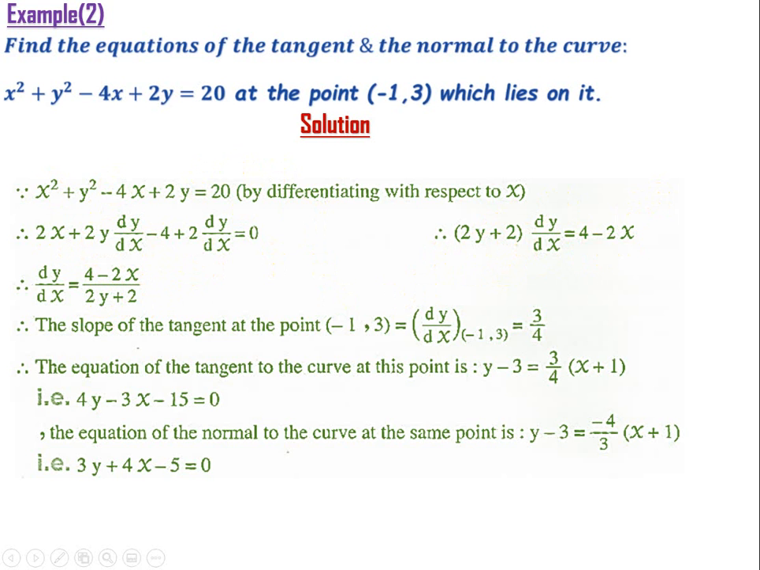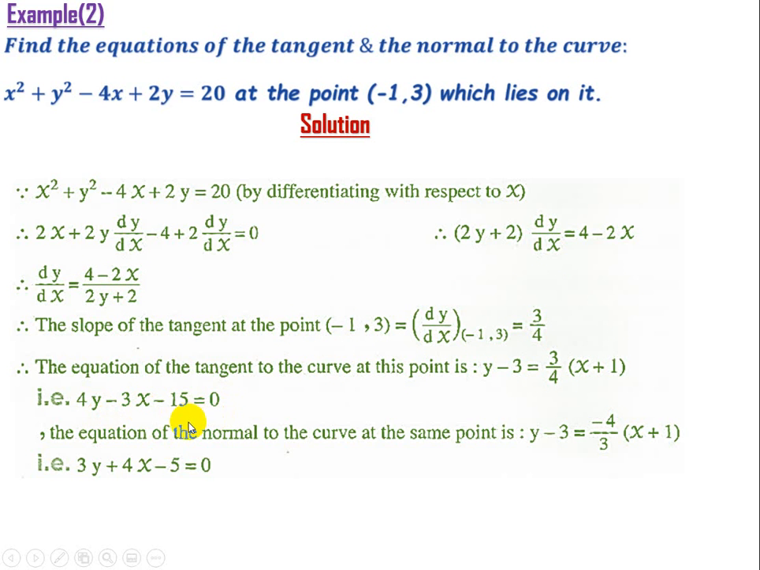So the slope of the tangent at the point (negative 1, 3) will be (4 minus 2 times negative 1) over (2 times 3 plus 2), which is 3 over 4. The equation of the tangent is y minus y1, which means y minus 3, equals m, which is 3 over 4, times x minus negative 1, which means x plus 1. After simplifying, you get the equation 4y minus 3x minus 15 equals 0.